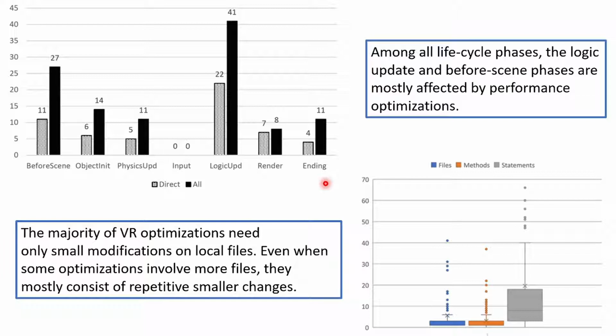For research question number 2, we found that of all the life cycle phases, the logic update and before-thing phases are mostly affected by performance optimizations. And for research question number 3, we found that the majority of virtual reality optimizations need only very small modifications on local files. Even though some optimizations involve more files, they mostly consist of repetitive, smaller changes.